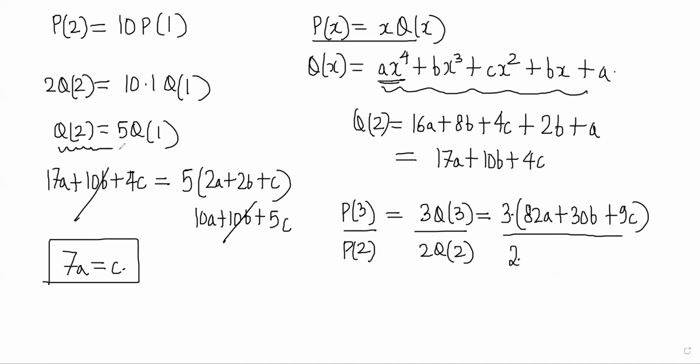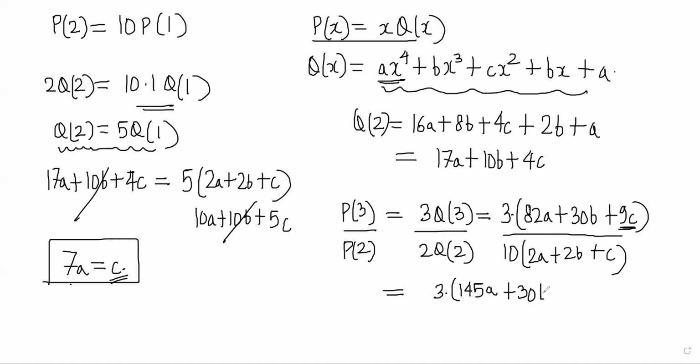Remember, twice of q of 2 will be 10 times q of 1, right? So instead of twice of q of 2, we can write it as 10 times q of 1. So I'll write 10 times q of 1 is 2a plus 2b plus c. So instead of calculating with the number 17 and all, I'm just writing it like this, right? So this becomes basically 3 times, since c is equal to 7a, we can use that here. So c is 7a, so this is 63a. So you get total 145a.